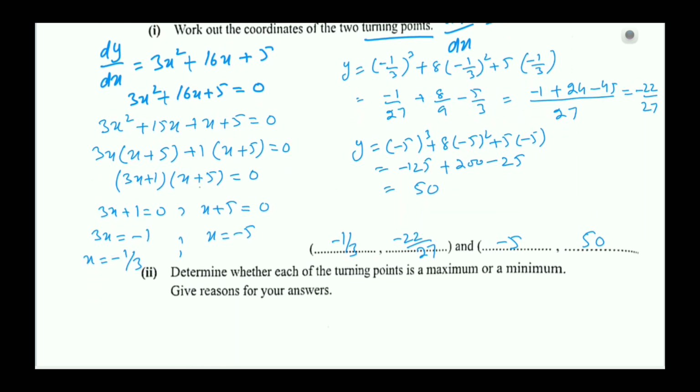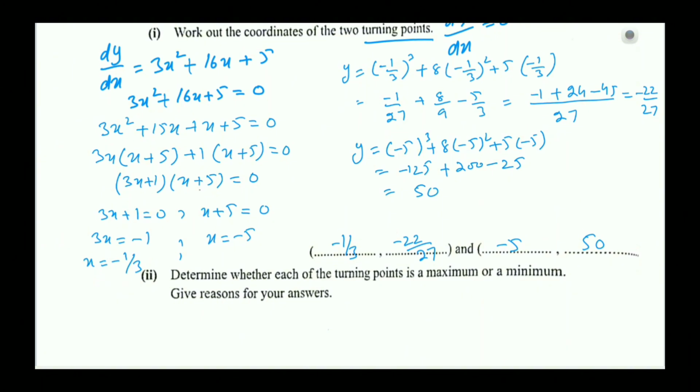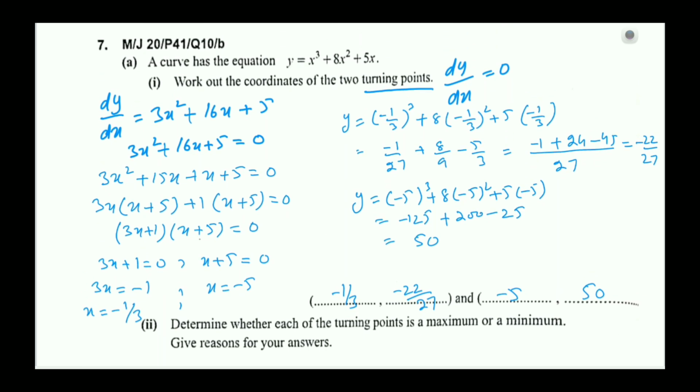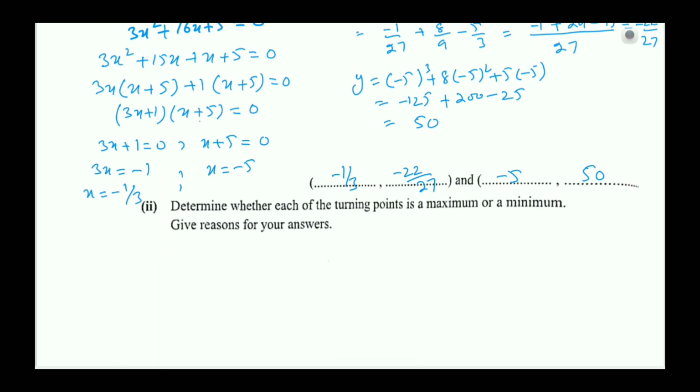So second, determine whether each of the turning points is a maximum or minimum. Give reasons for your answer. This is also an important part. So how to determine whether it is a maximum or minimum point, this is also called the nature of stationary points. They can also use this word, nature of stationary or turning points. So how do we have to solve this question?